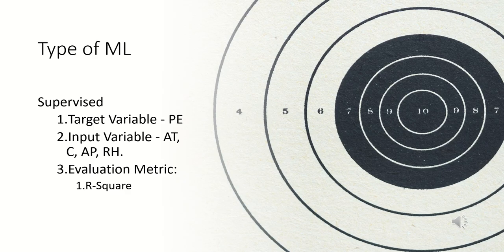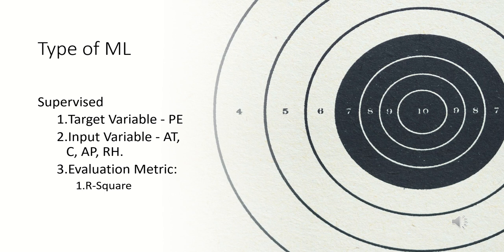Good morning, everybody. Today I'll be presenting our project on predicting the electrical output of the combined cycle power plant. For our project, we'll be using the supervised learning approach. Our target variable, which we aim to predict, is hourly electrical energy output, abbreviated as PE. To make these predictions, we'll be using four input variables: ambient temperature, ambient pressure, relative humidity, and exhaust vacuum.